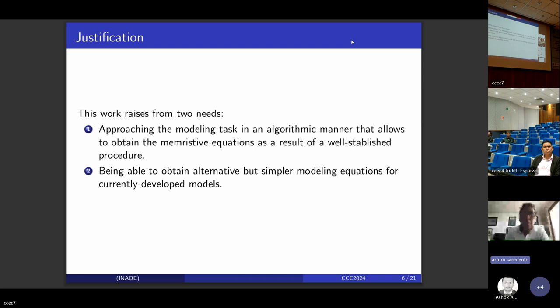So, as a kind of motivation for this work, the modeling task is a problem of tackling the procedure to obtain the memristive equation in a very well established methodology. If we are able to obtain simpler equations, we can use them for the final goal, which is circuit simulation, electrical circuit simulation. Next, please.